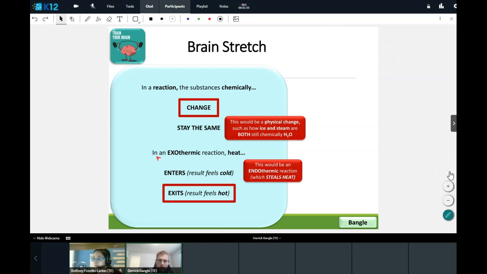In an exothermic reaction, heat is exiting the reaction or being released. So if we touch the container where the reaction is taking place, it's going to feel hot to the touch. Whereas the opposite, being endothermic, heat is entering the reaction, and that's why it would feel cold to the touch.